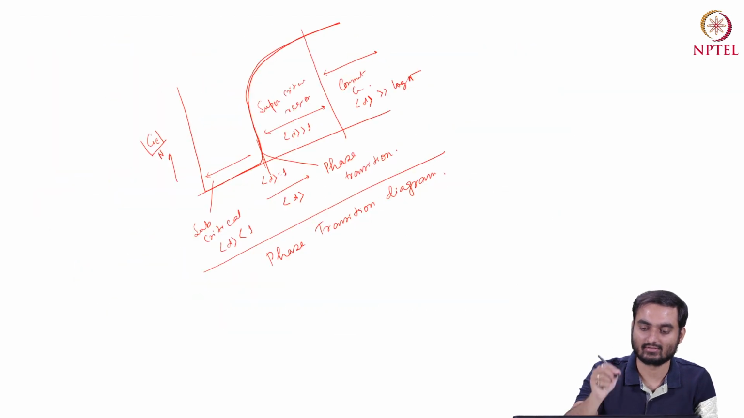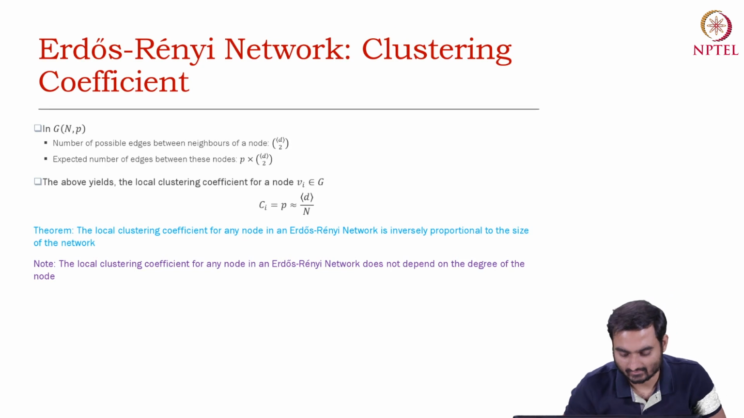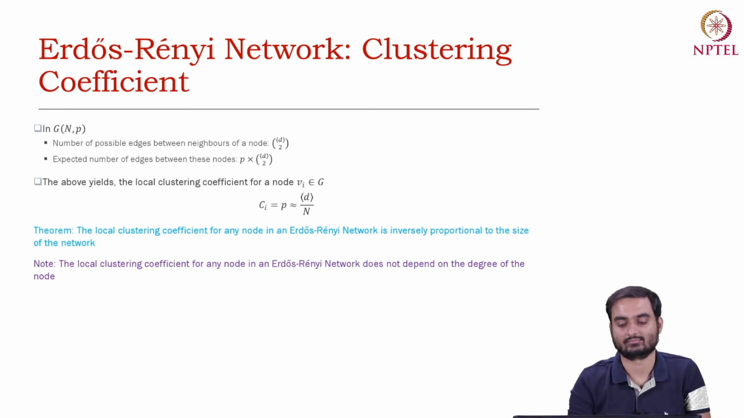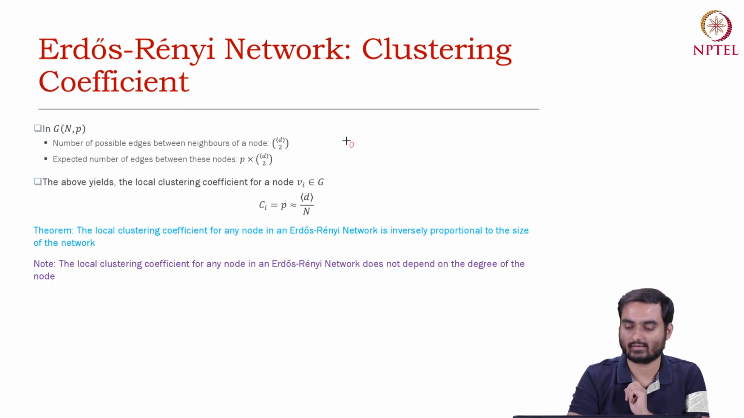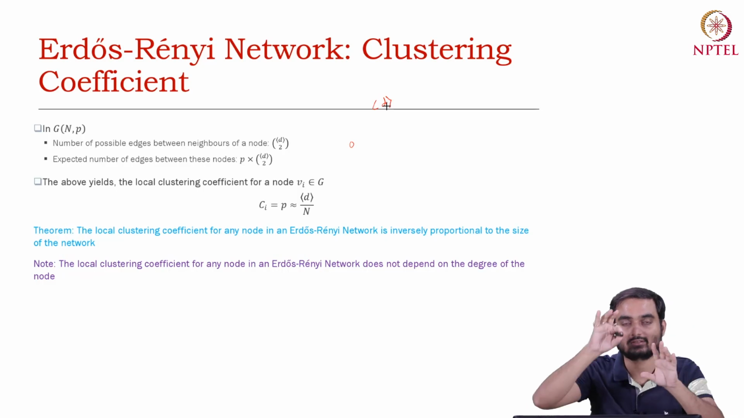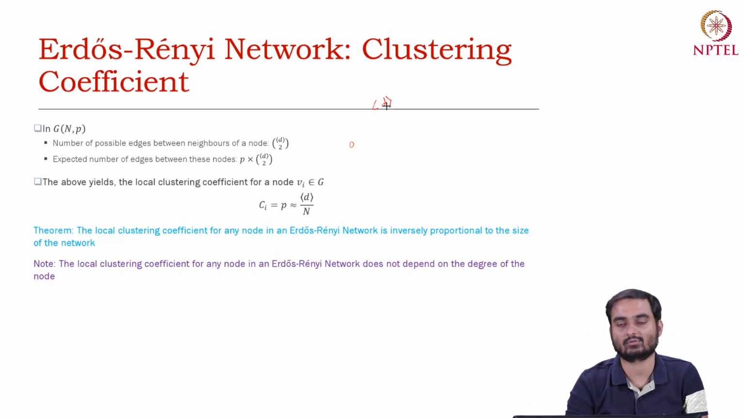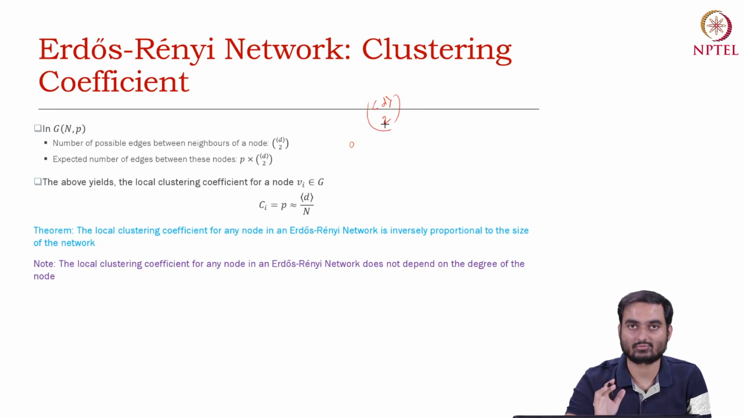Now, let us look at the clustering coefficient, the last property. So, what is the local clustering coefficient of a node? Now think about it carefully. Let us look at a node, and there are ⟨d⟩ number of neighbors, because the degree is ⟨d⟩. So, what is the possible number of connections between ⟨d⟩ neighbors? This is ⟨d⟩ choose 2.